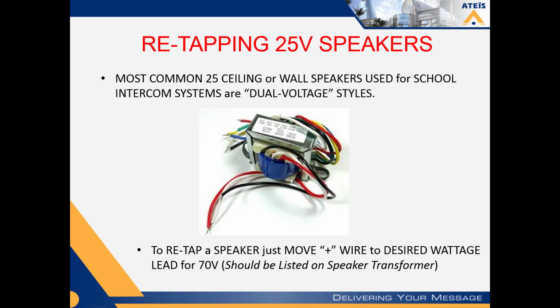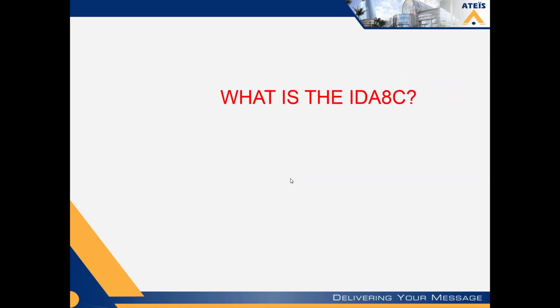So if they're at a half a watt or 1 watt at 25 volt, they may want to move it and let's put it at 2 watts or 4 watts at 70 volts, because I could get big amplifiers and make them even louder. So that just gives you an option. But that's just one labor issue that you should be aware of if you're going with 70-volt amplifiers to split your zones up and make it more flexible for you.